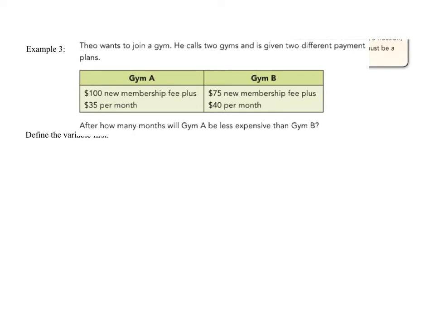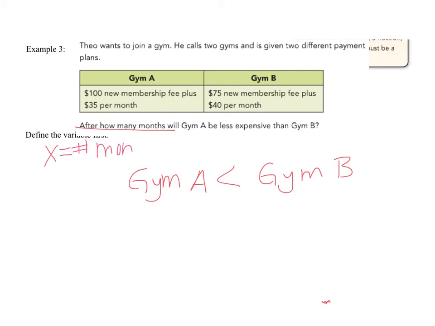Theo wants to join a gym. He calls 2 gyms and is given different statements. Gym A charges $100 for a new membership fee and $35 a month. And Gym B charges $75 new membership fee and $40 a month. And the question is, after how many months will Gym A be less expensive than B? So Gym A is less than Gym B. Okay, so it says define the variable first. So for my variable, what we're trying to find is how many months. So x equals the number of months.